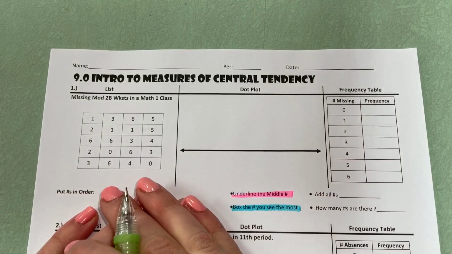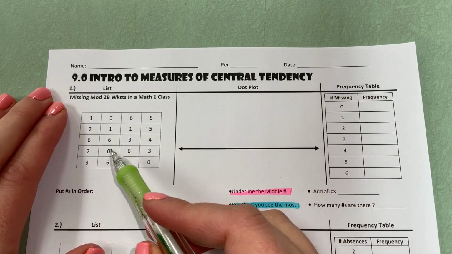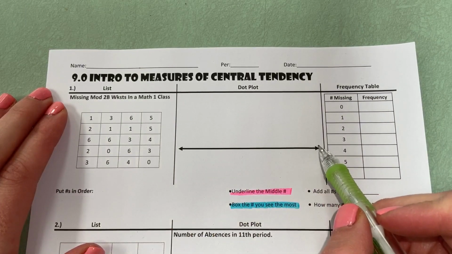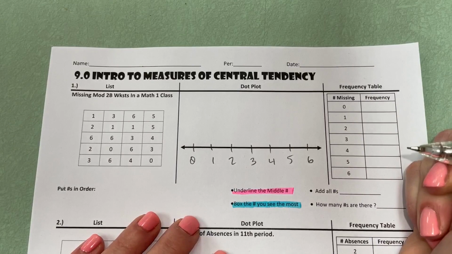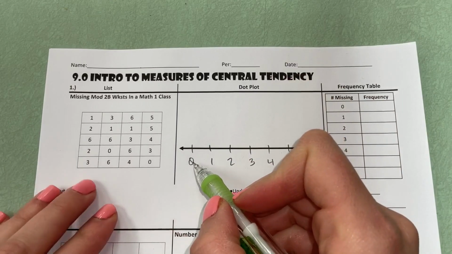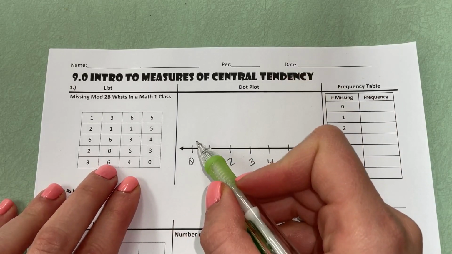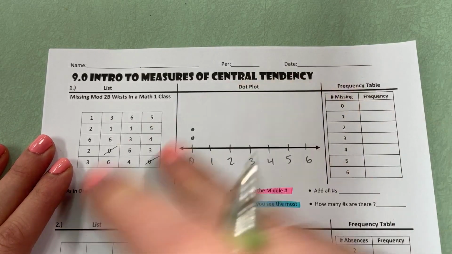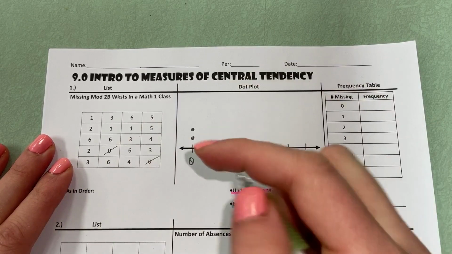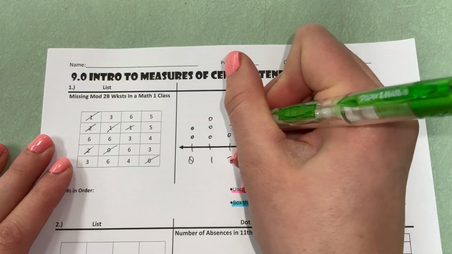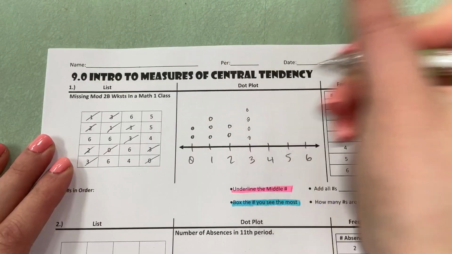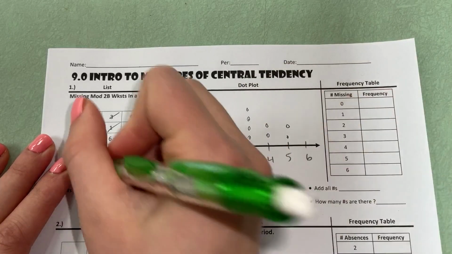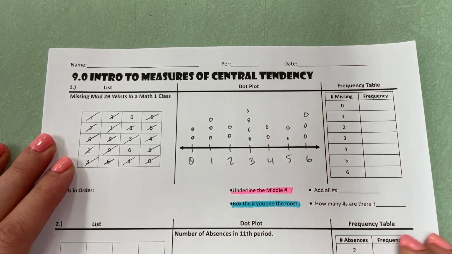Let's start with the dot plot. In my list of numbers here, I see I have the numbers 0 through 6. So I'm going to fill out this number line with the numbers 0 through 6. Every time I have a 0 on my list, that's how many dots I'm going to put on. I had 2 zeros, so 2 dots, and I'm going to repeat that process throughout. There were 3 1s, 2 2s, 4 3s, 2 4s, 2 5s, and 3 6s, all right?